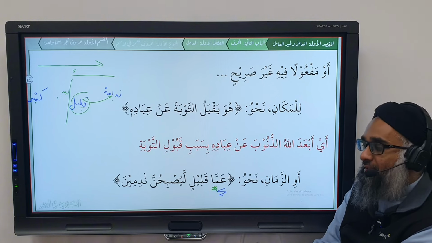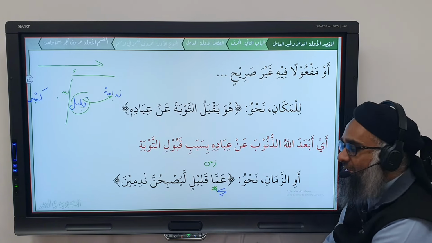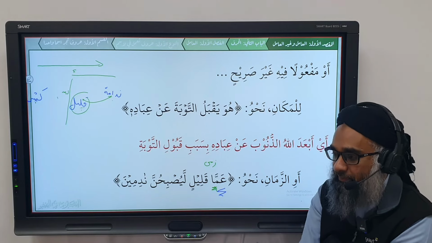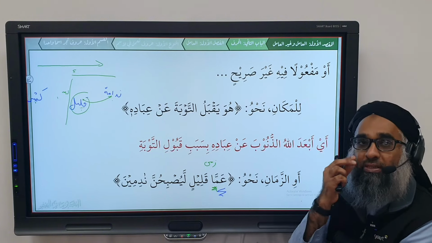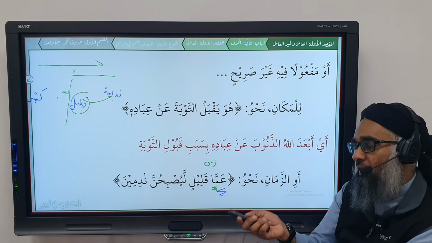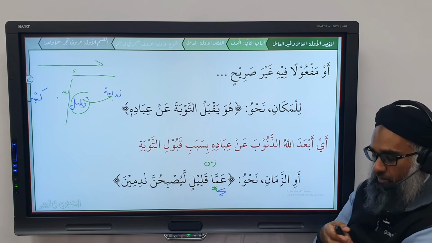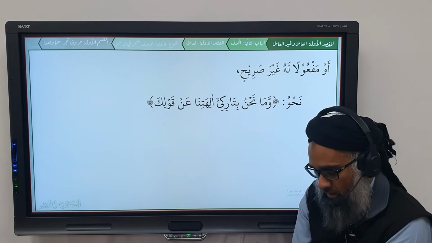So amma qalilin, ay an muddatin an zamanin qalilin. So an qalilin, the ma is ta'keed, and then the an gives a closer meaning than the word ba'd. So an qalilin, very, very soon. La yusbihunna nadimin. They will all become very regretful for their actions against the Nabi. Correct? You got maf'ul ghaysari as well.